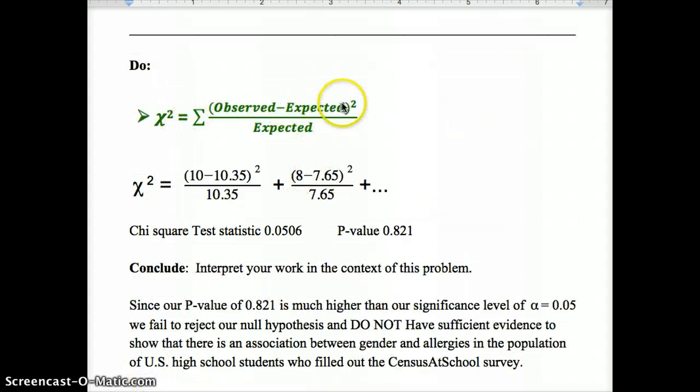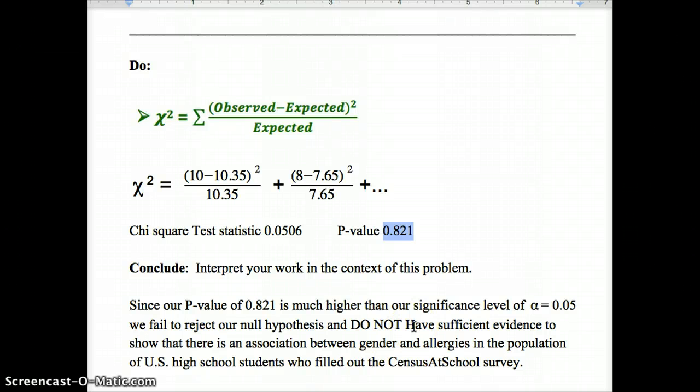So here we'd have observed minus expected, with 1 degree of freedom, so remember 1 would be the mean of our curve there. You show the first two terms of chi-squared, and you can do plus dot dot dot. That shows that you know what chi-squared is and how to apply observed minus expected. We have an incredibly high p-value, which means the null hypothesis that there's no association is plausible. So we fail to reject. We do not have sufficient evidence to show that there's an association between gender and allergies for this population that we're concerned with.